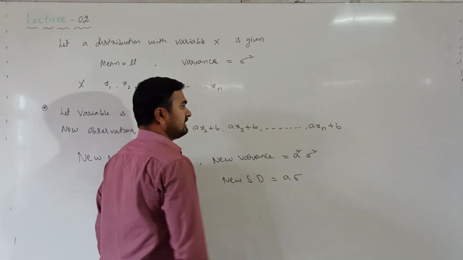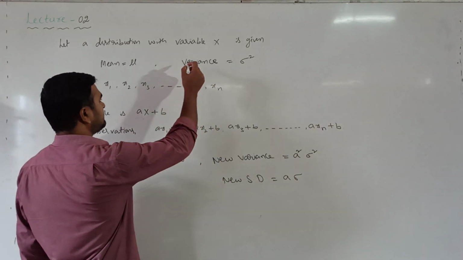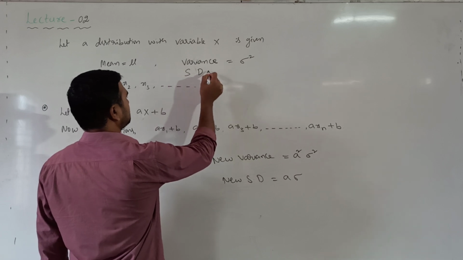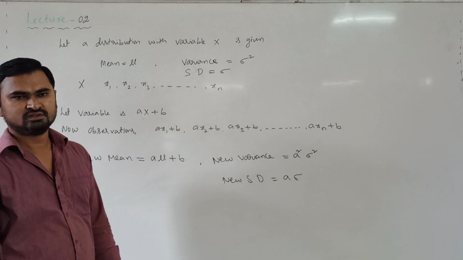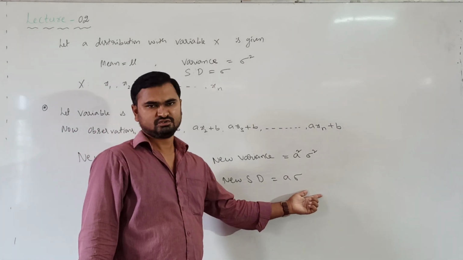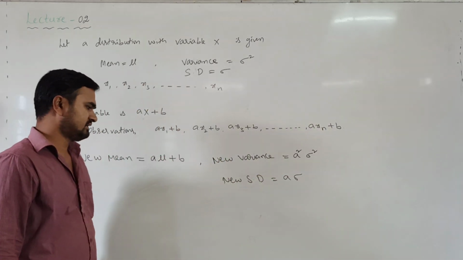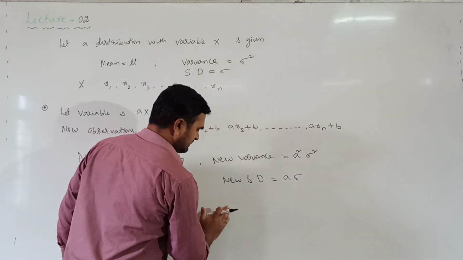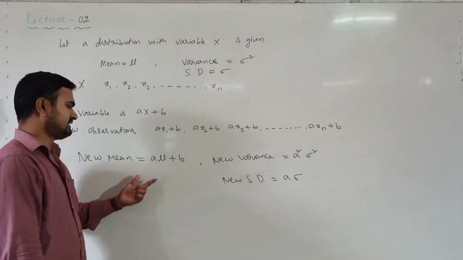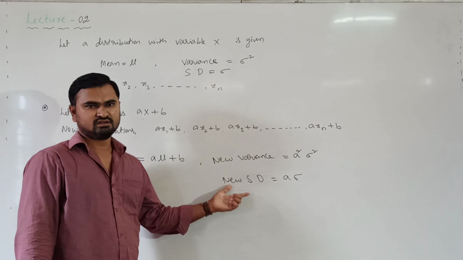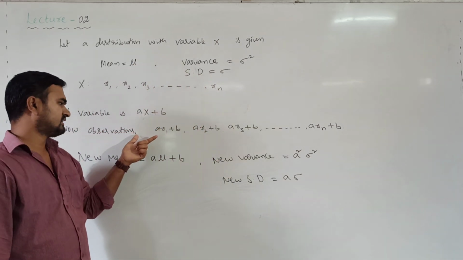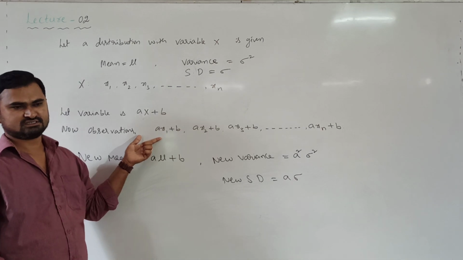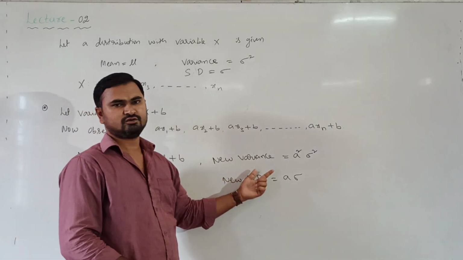This is a times sigma. Here the standard deviation is sigma, so if I multiply, the new standard deviation will become a times sigma. Okay, so this is important. Most of the problems can be solved easily if you can remember these formulas. For the given distribution, the mean and variance are given. Now for these new observations, what will be the mean and the variance?